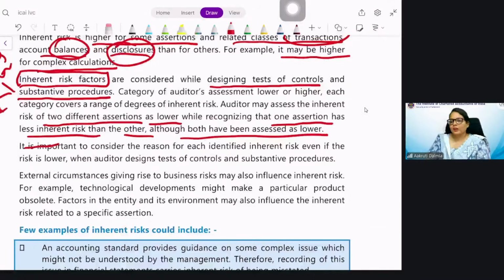Yeah, what you're saying is correct, but this first statement no one is able to answer. That auditor may assess inherent risk at two different assertions as lower while recognizing this. So I'll explain to you now. Let's see. Okay, I'll just explain now.